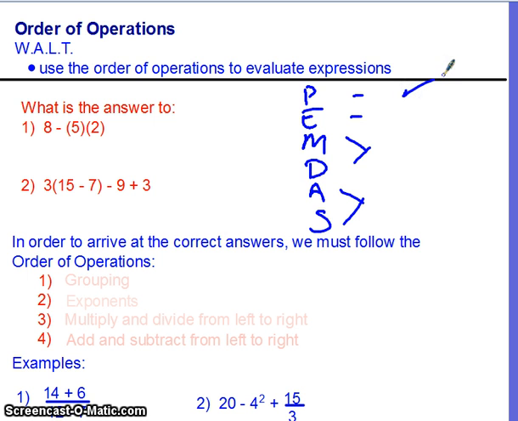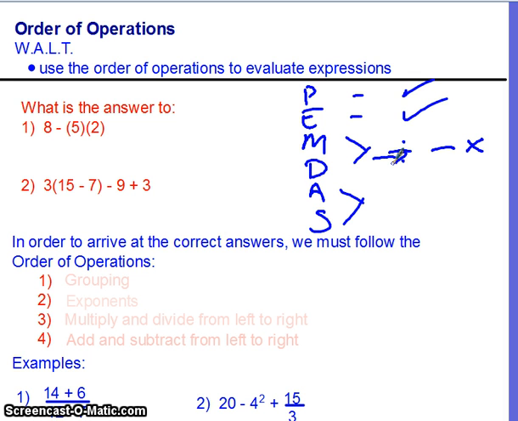We know that. We have to get rid of the exponent second. But then, if we're going left to right, if we have division and then multiplication, we are going to do left to right first. So multiplication and division are equal, and so are addition and subtraction. So we go left to right first. So let's look at a couple of examples here.